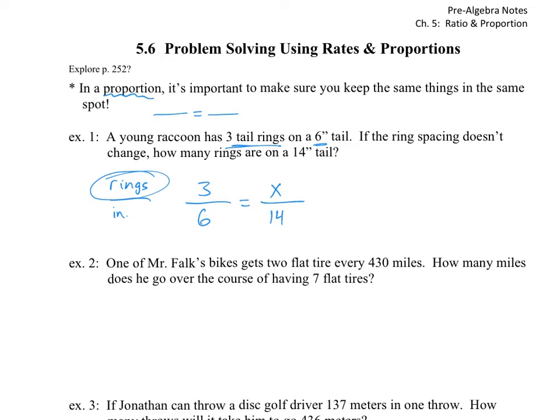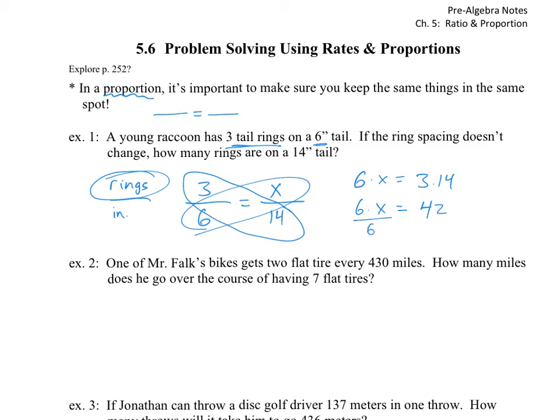Now we go back to what we were doing in section 4, and we cross multiply and divide. So I have 6 times x equals 3 times 14. And then 6x equals, that's going to be 42. And now I divide both sides by 6. So then x equals 7. And it's 7 what? Well, x is up here in the numerator. The numerator was rings. So that means that this raccoon is going to have 7 rings on his tail.